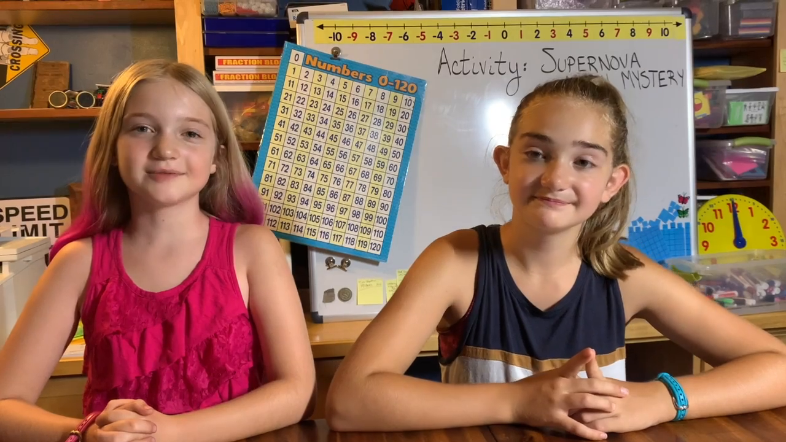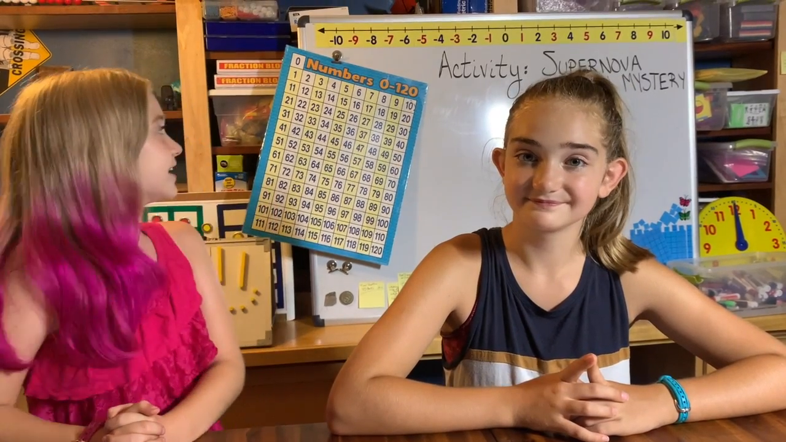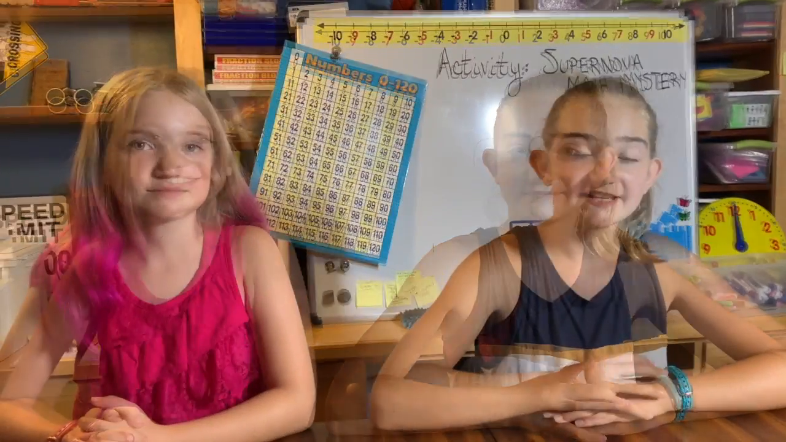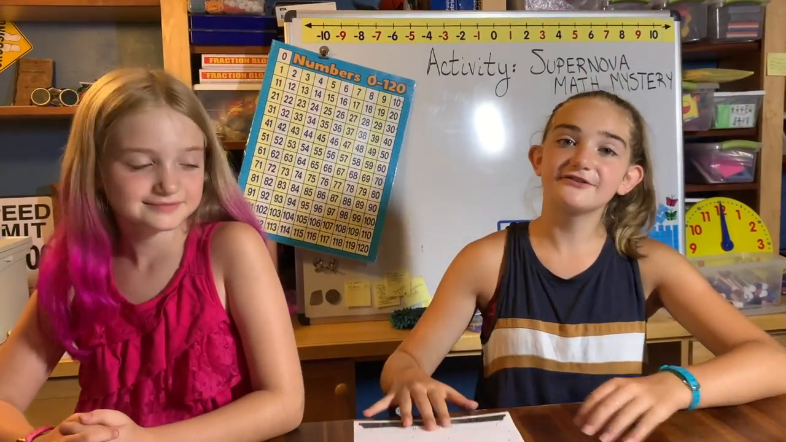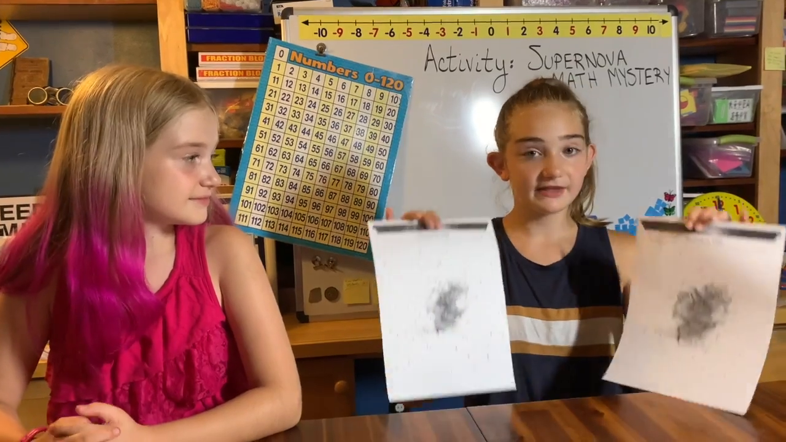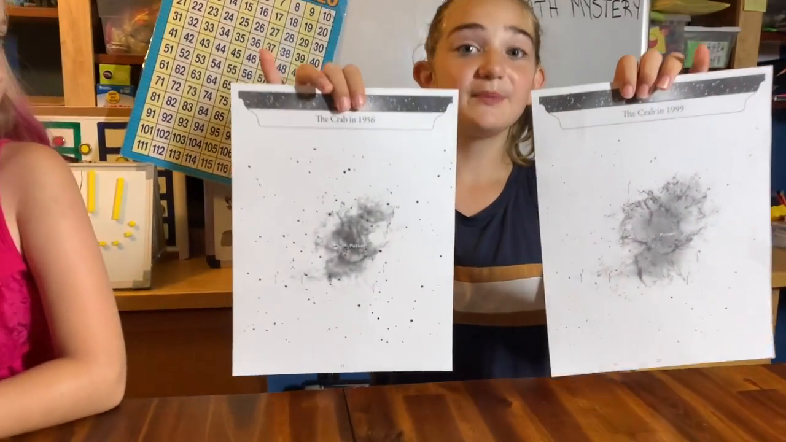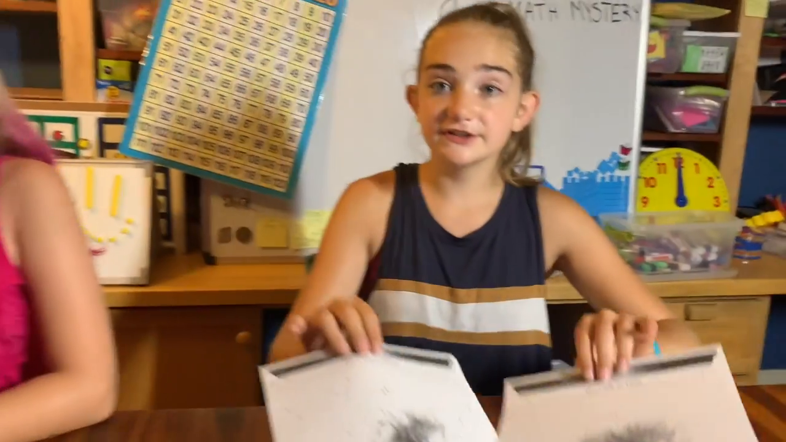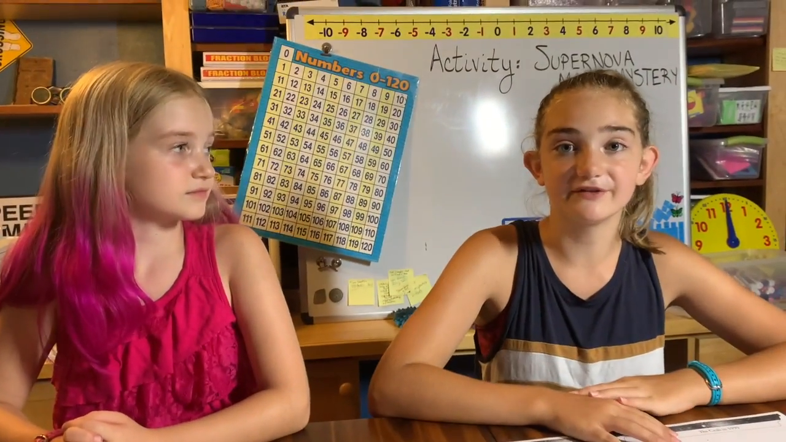I'm Ruby Moore. I'm Charlie Moore, and today's activity is solving Supernova Math Mysteries. Specifically, today's activity is going to focus on the Crab Nebula. Using these two images, we are going to try to find when the supernova happened. First, we're going to learn what a supernova is.